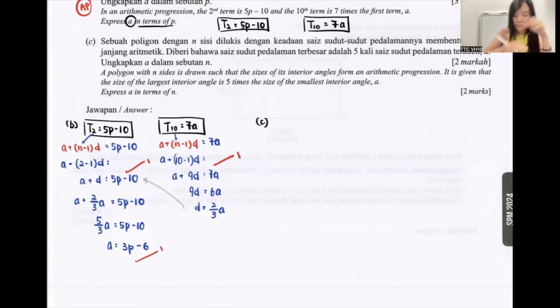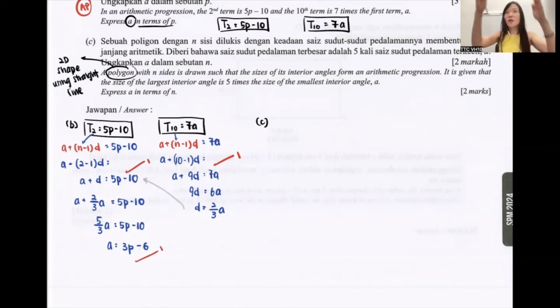Let's move on. C. C, they say what? A polygon. Do you know what a polygon is or not? For those who don't know, a polygon is always a 2D shape. So maybe you tell me, teacher, is a circle a polygon? No, because it must be a 2D shape formed using straight lines. That means for this 2D shape, all the sides must be lines. It cannot be curved. You're going to be line.